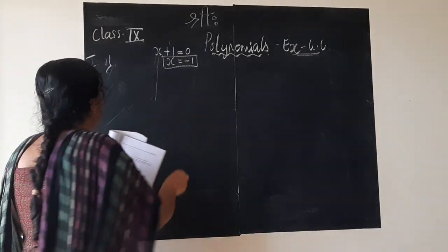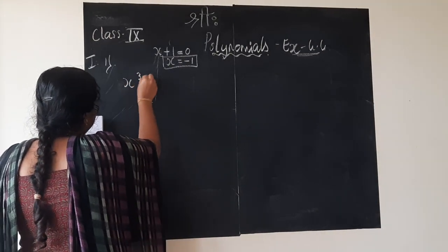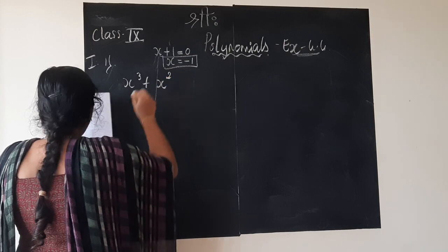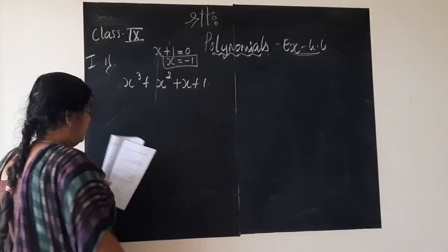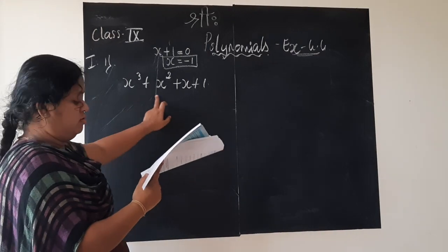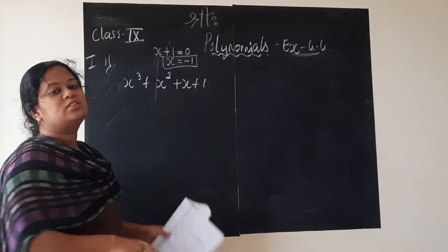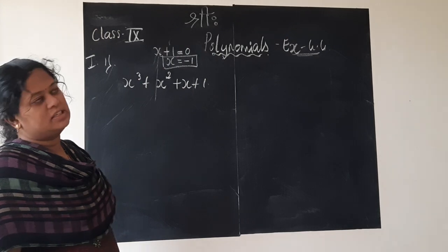First question is x cube plus x square plus x plus 1. Let me recheck the question. I don't want to make any mistakes like last time. So the question is x cube plus x square plus x plus 1.